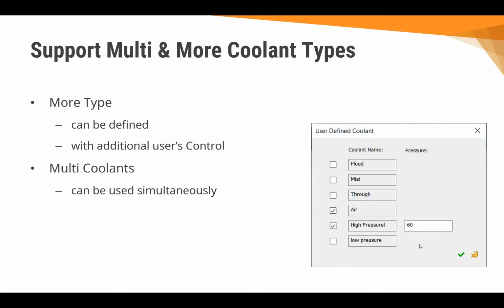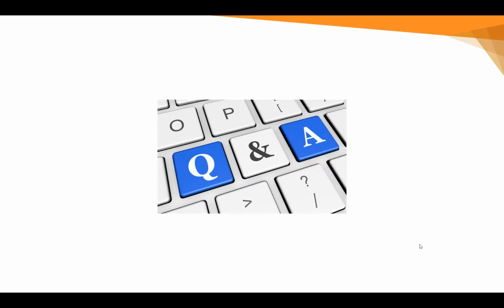So we've also got an advancement to the coolant types. We've added more coolant types to the definitions here. So we can define more cooling with additional user control. We can add multi-coolants. So if you've got flood and mist or anything else, you can obviously control that. Okay, so that is version 15 in its mostly entirety.